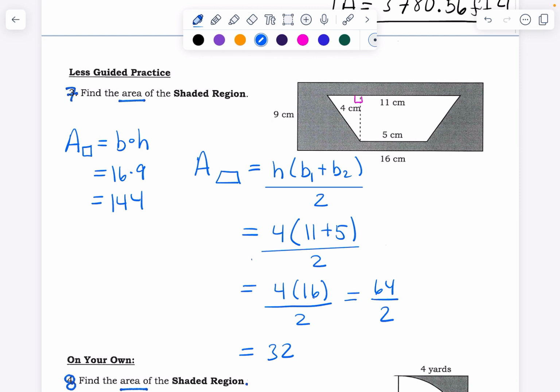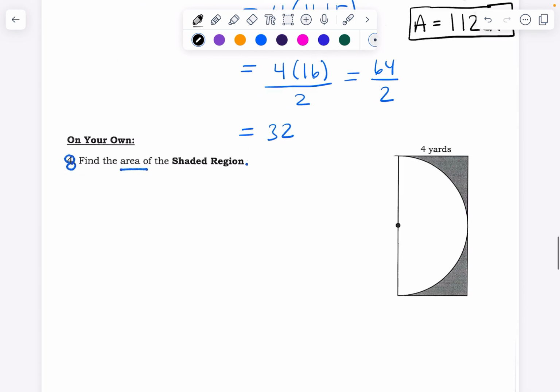So now what we have to do is take the area of the rectangle minus the area of the trapezoid, and we would get 112 centimeters squared. Yeah, I'm sorry. I'm just looking at my notes and my notes are wrong. Okie dokes. Okay, so let's move on to the next problem. That would be number 8.